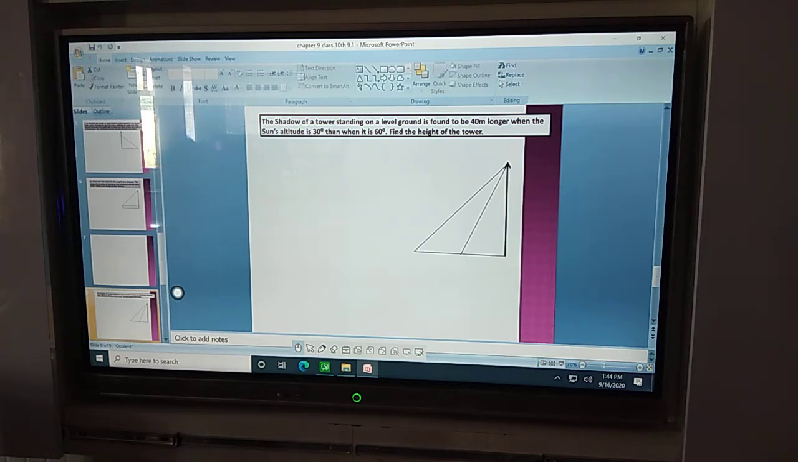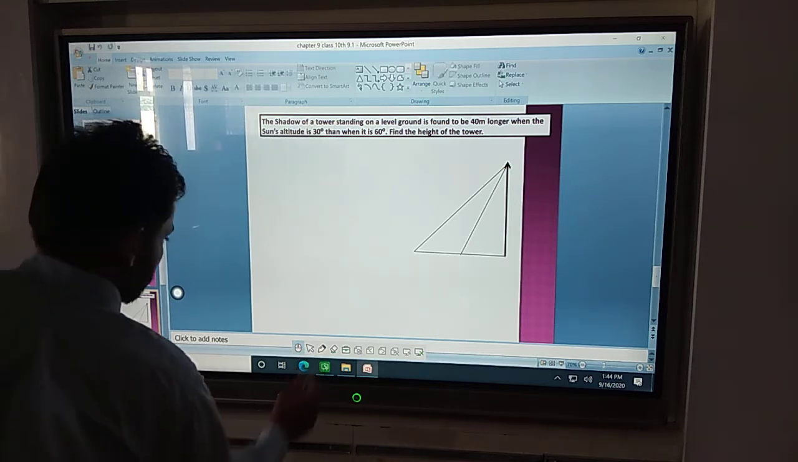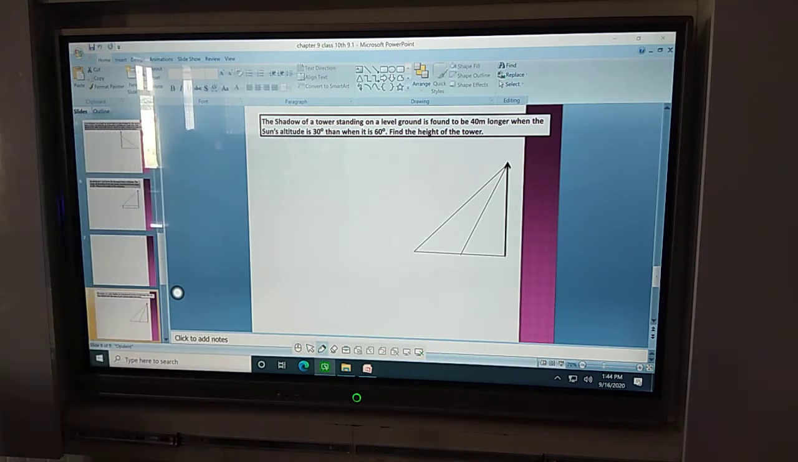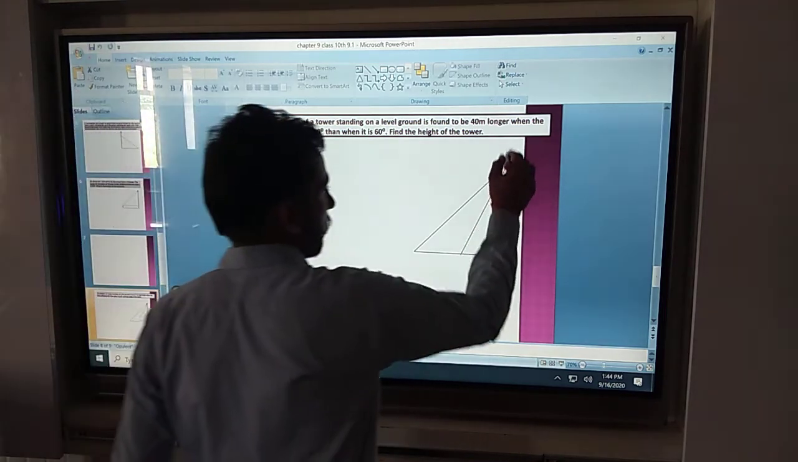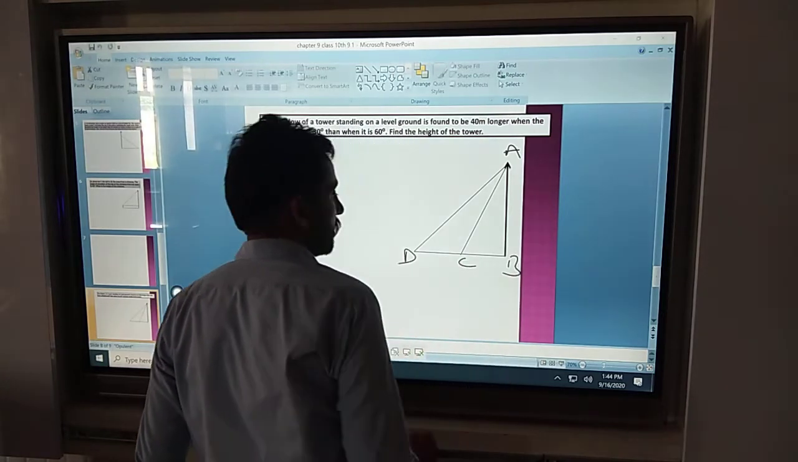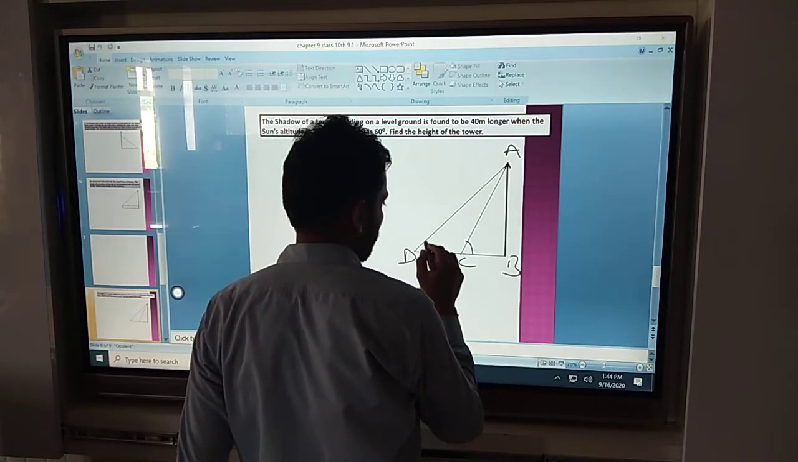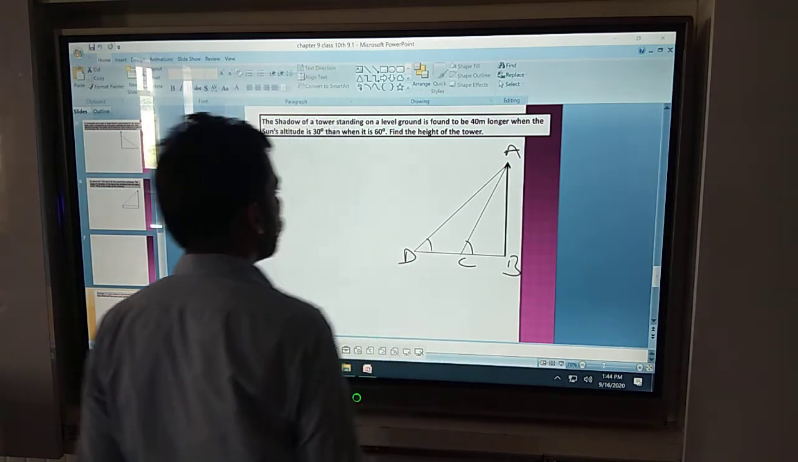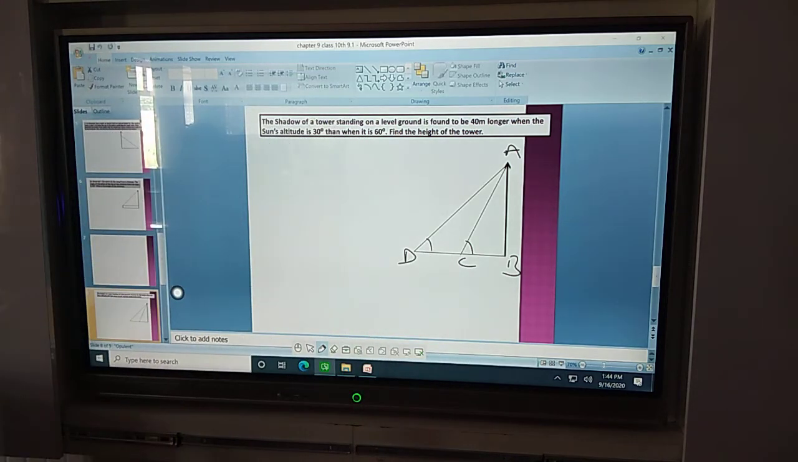We are given a tower and two angles of elevation. Suppose AB is a tower. There, two angles of elevation are given: firstly, when the angle of elevation is 30 degree, and the other angle of elevation is 60 degree.